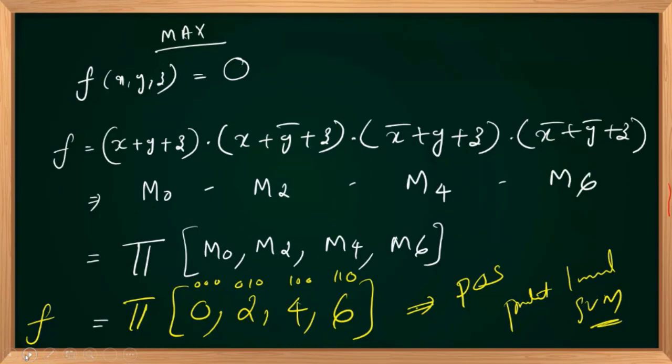All right. So next class we'll move to consensus theorem. That is an interesting tool for simplification. Before that, we have just now finished min and max terms. After consensus theorem, we will get into logic gates.